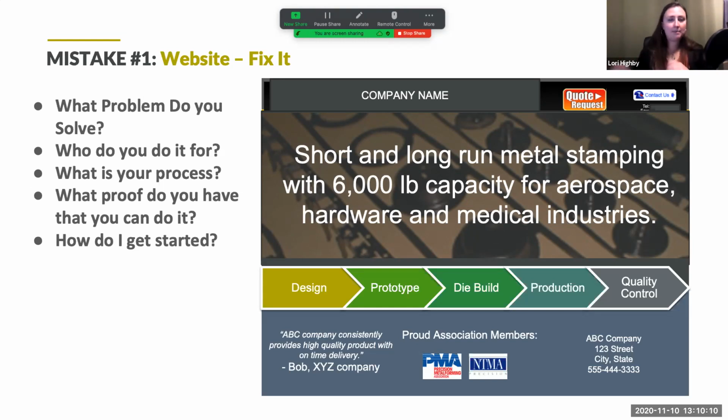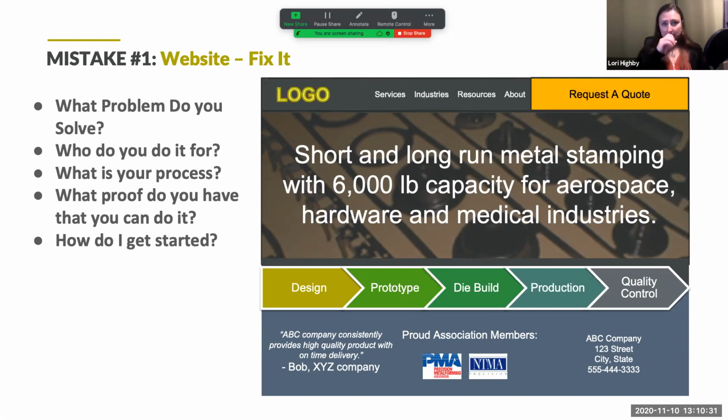And we're going to talk a little bit about that in another mistake down the road. And the last thing is, okay, now that you've shown me what you do and you can solve the problem that I have, I'm confident in the process that you have for executing this or solving my problem, because of the proof that you've provided. How do I get started and conduct business with you? So you want to make it very clear what that next step is that the site visitor needs to take in order to be doing business with you.